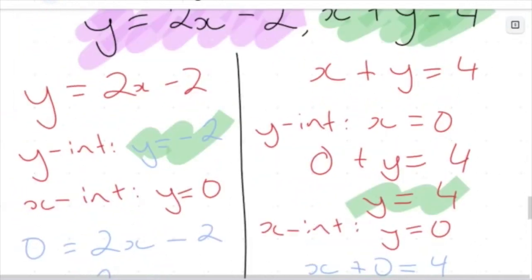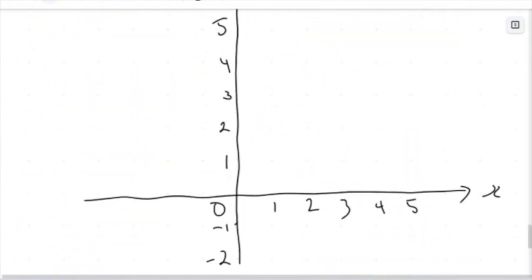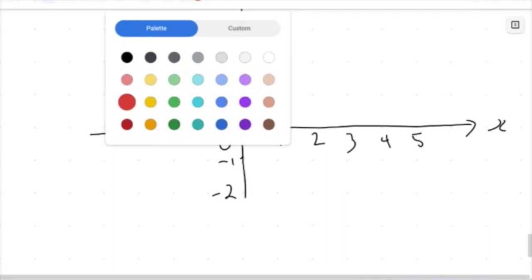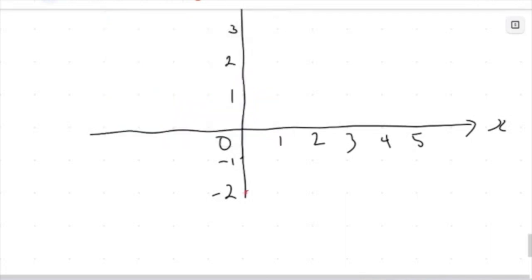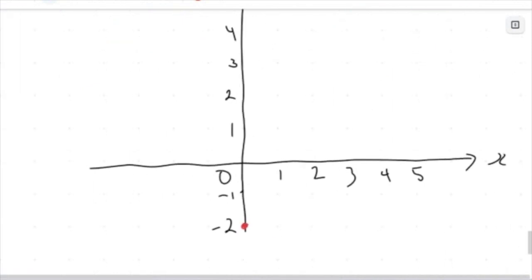Okay, so drawing my first line, y equals 2x minus 2. My y-intercept for that is -2. My x-intercept for that is 1. So this line is going to look a little something like this. Let's go back down here. So this is my y equals, was it 2x plus 2? Oh, 2x minus 2.